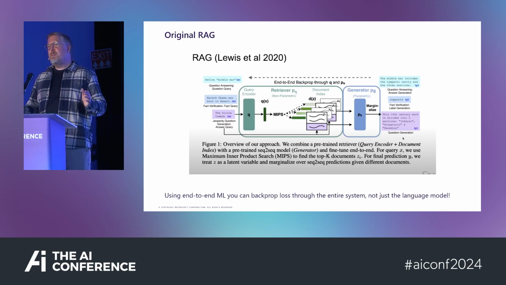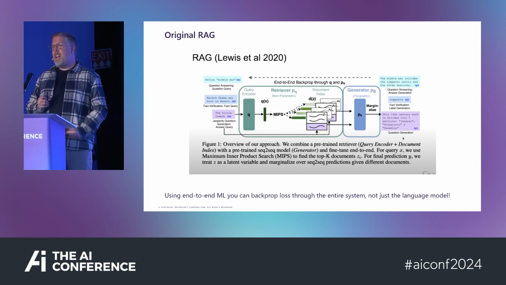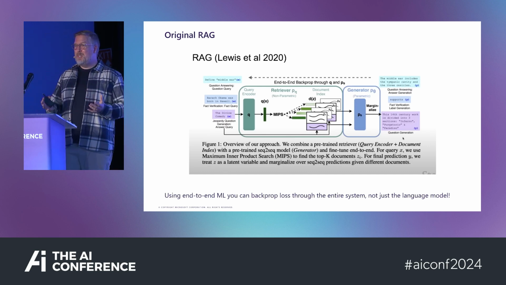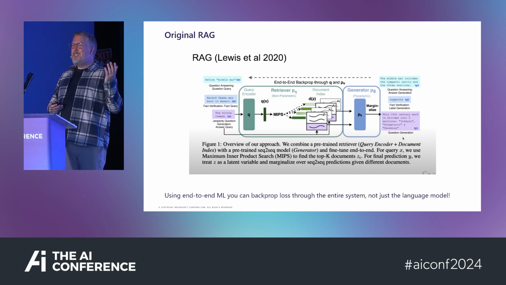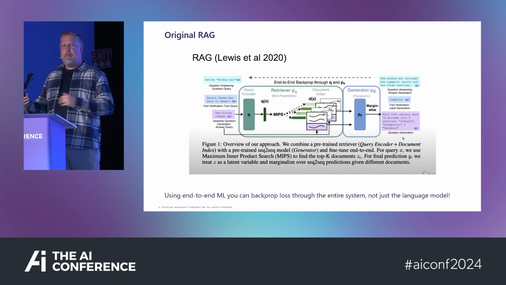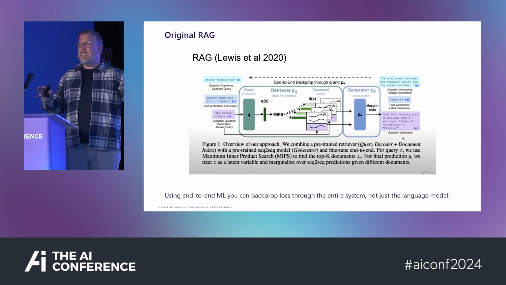I can't tell you how many people ask me, so RAG or fine-tuning, should I be building my own model, as though there's a single choice to be made or one optimal solution. And if you go back and you read the original RAG paper, they actually use end-to-end machine learning to backprop loss across the entire system and not the language model.